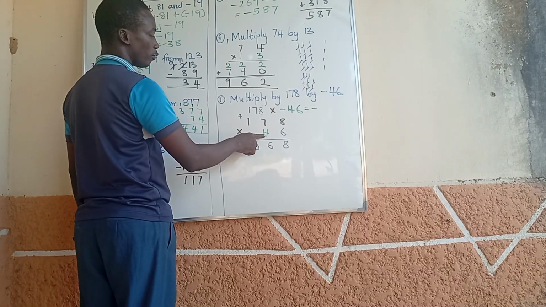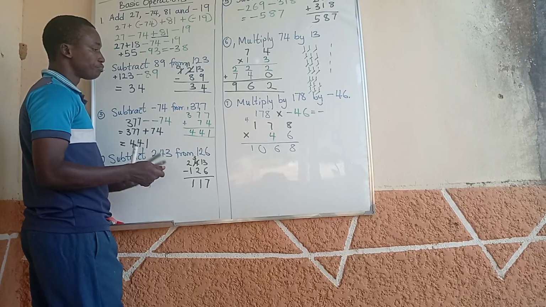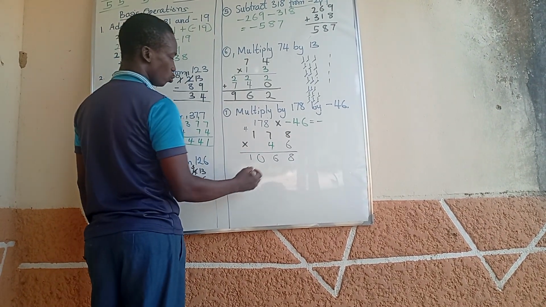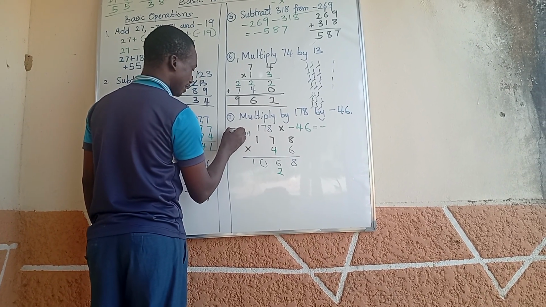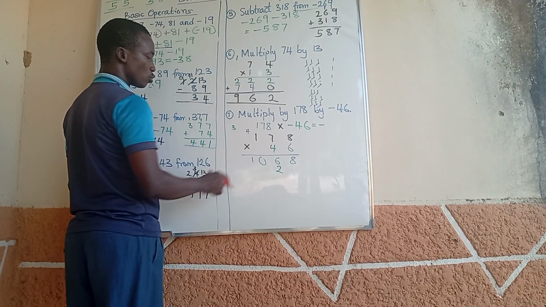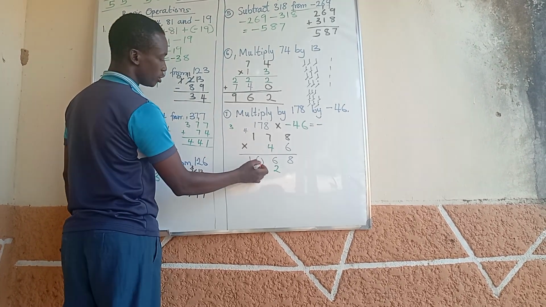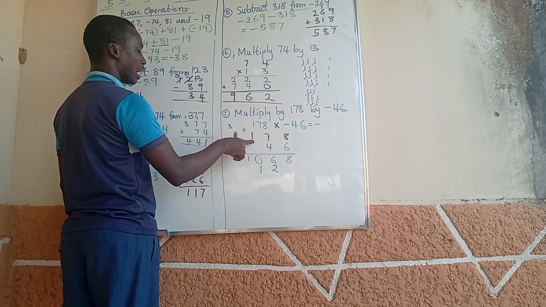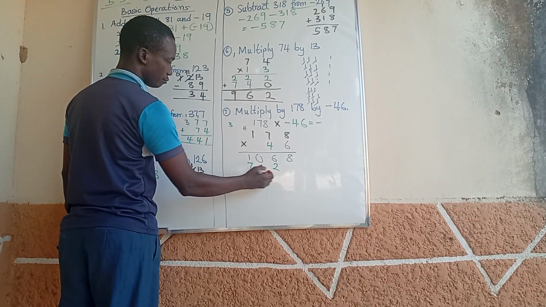The next is to use this 4 to multiply 8, multiply 7, and multiply 1. So we are going to say 4 times 8 is going to give us 32. We'll write 2 under the tens and carry 3. Then we say 4 times 7 is going to give us 28, plus this 3 makes it 31. We're going to have 1 and we're going to carry 3. And then we are going to have 4 times 1, which will give us 4. And 4 plus 3 is going to give us 7.